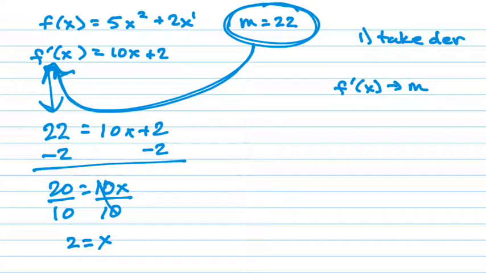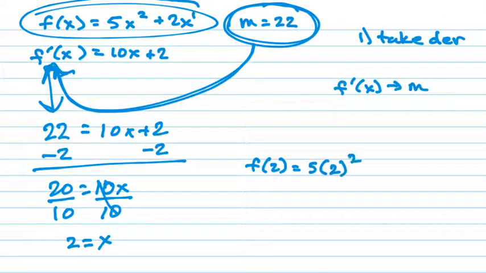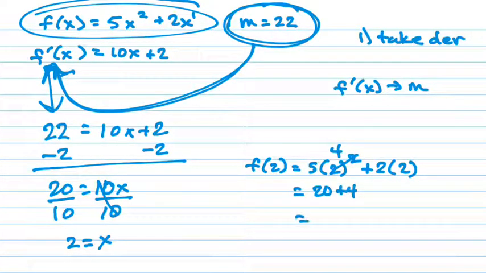You do the same thing if it was dy/dx. Now that I know x, can I find my y? Yes, by using the original function. Don't use the derivative; remember, derivative is slope. So we'll find f of 2 to get our y. It's 5 times 2 squared plus 2 times 2. 2 squared is 4, 5 times 4 is 20, and 2 times 2 is 4. 20 plus 4 is 24.